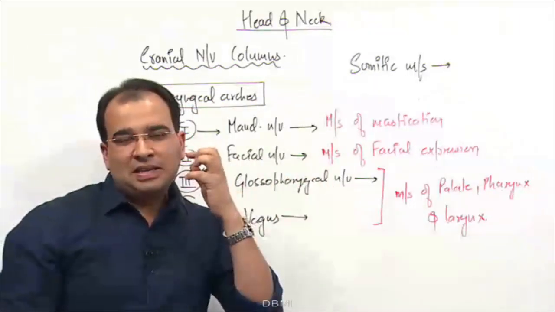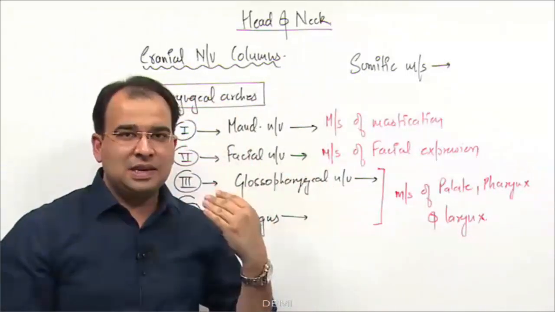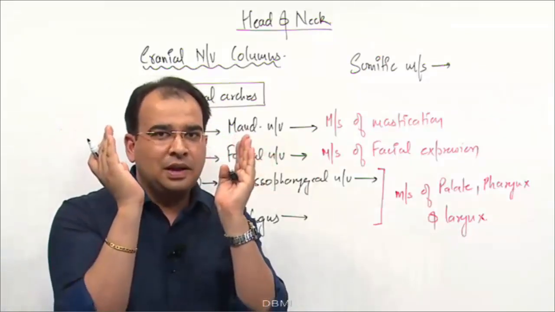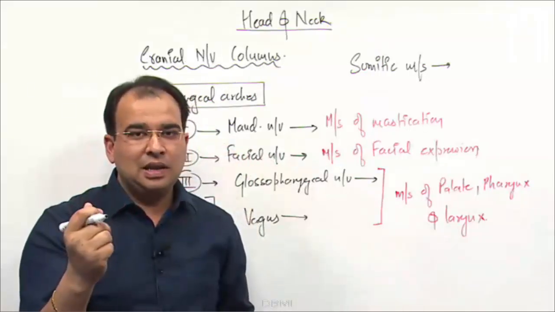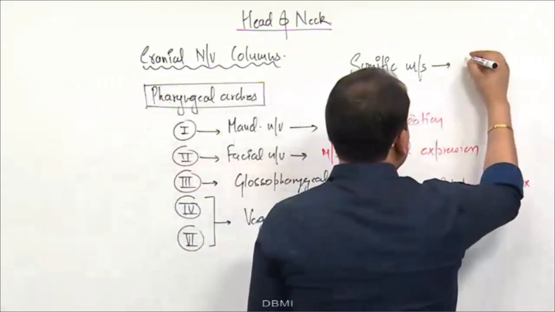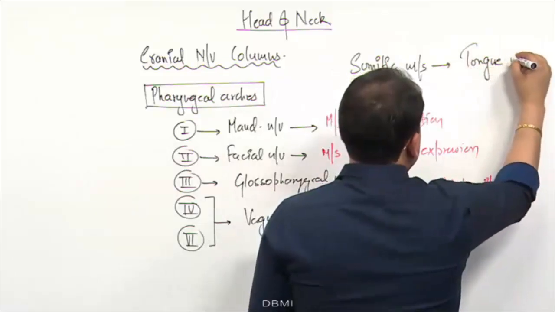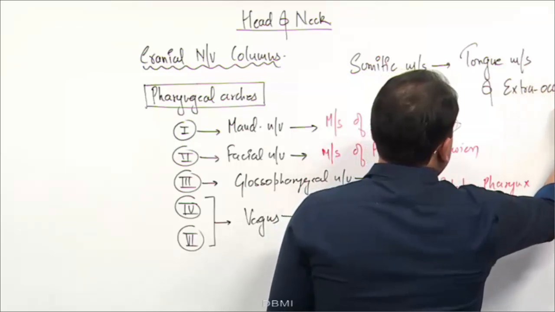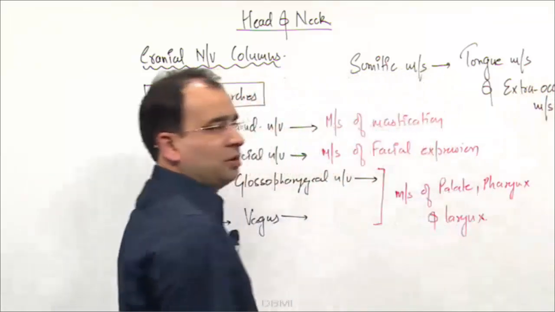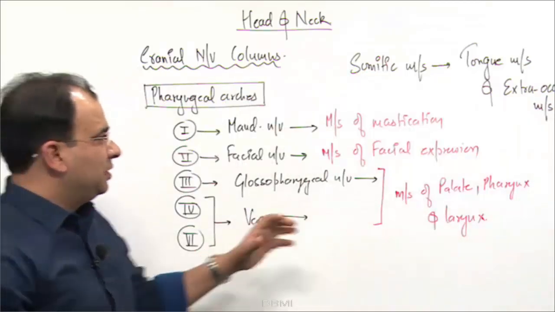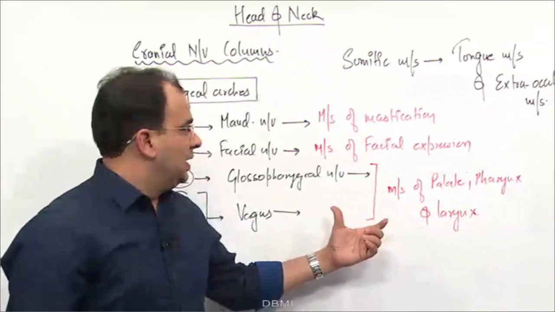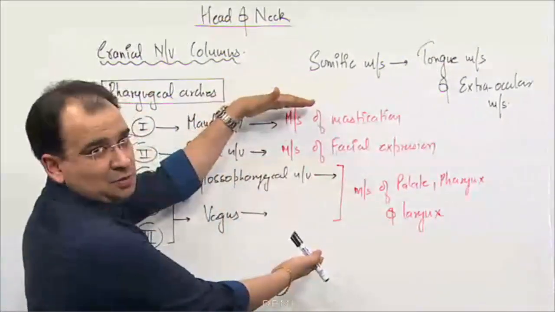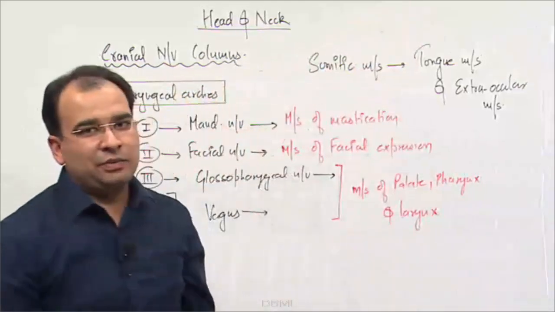We are done with muscles of mastication, facial expression, palate, pharynx and larynx. So just think about this region, what is left? What other skeletal muscles do we have here? Now we have extraocular muscles, which are also skeletal, and tongue muscles. So somatic muscles are tongue muscles and extraocular muscles. This is the first and very important thing we need to know, that we have two types of skeletal muscles in head and neck: pharyngeal arch muscles and the muscles which are derived from somites.